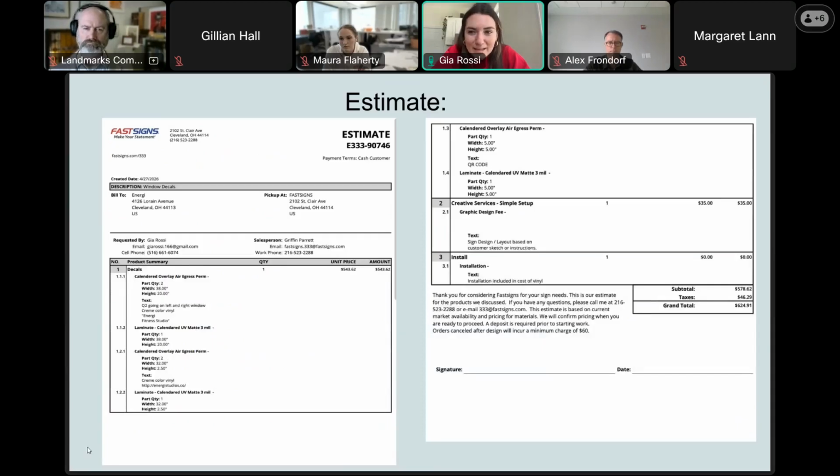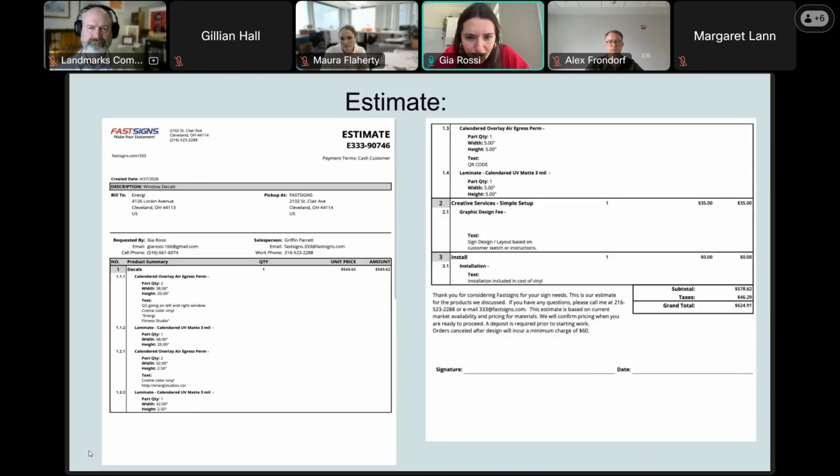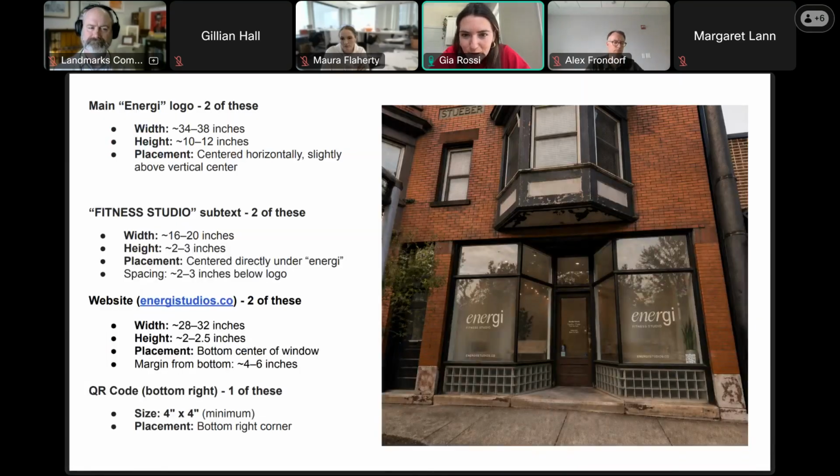Then I have my estimate for pricing from Fast Signs for creating the project. I did get a few different quotes that are a little bit lower, which is nice for me. Generally speaking, it's very simple: just the logos, the fitness studio, and the website. Next is just the estimate, and that's it. I just have the one estimate. Any questions?